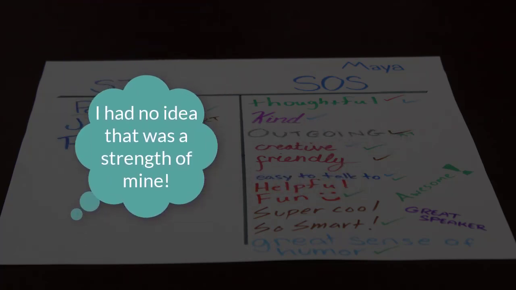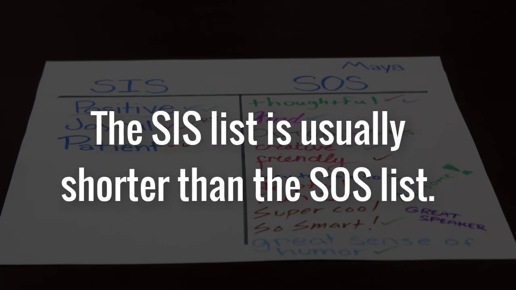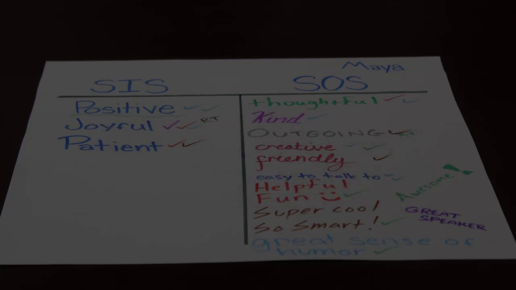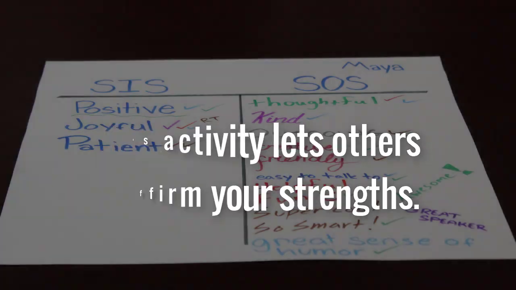In debriefing, highlight that the Strengths I See list is always shorter than the Strengths Others See list. It's pretty hard to make an exhaustive list of your strengths, as we tend to think of it as bragging. This activity gives others the opportunity to do that for you.